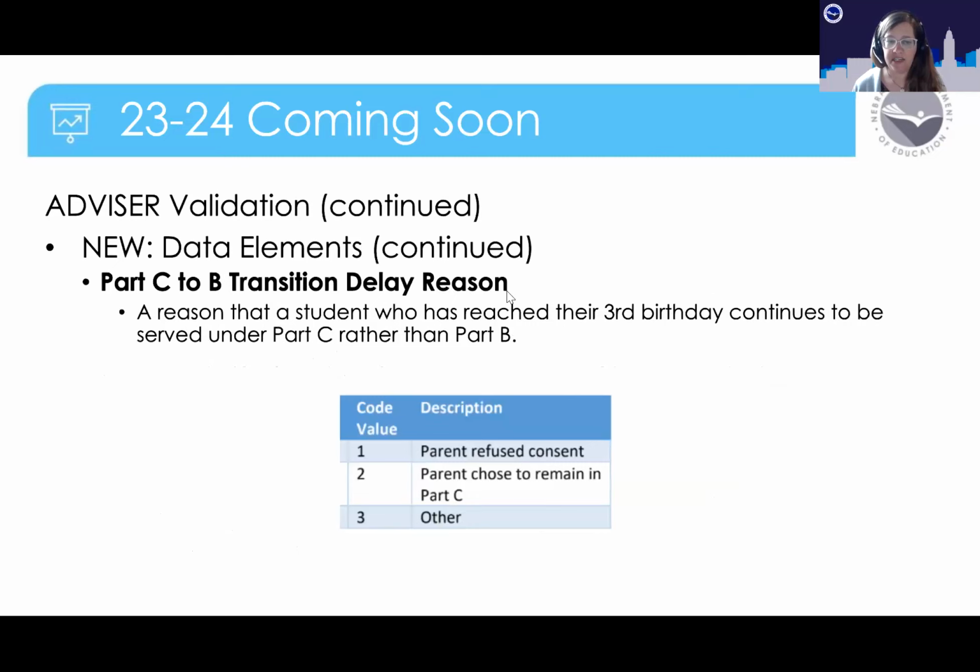Then we've got Part C to B transition delay reason. So this is a brand new element where you can report why the kiddo who's reached their 3rd birthday is continuing to be served in Part C versus B. Parent refused consent, parent chose to remain, other. So there's an opportunity for that too.